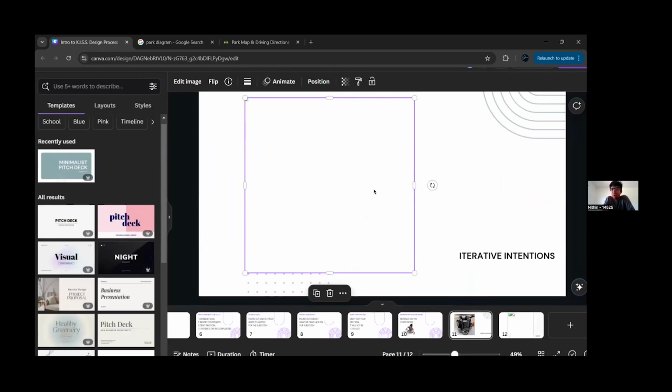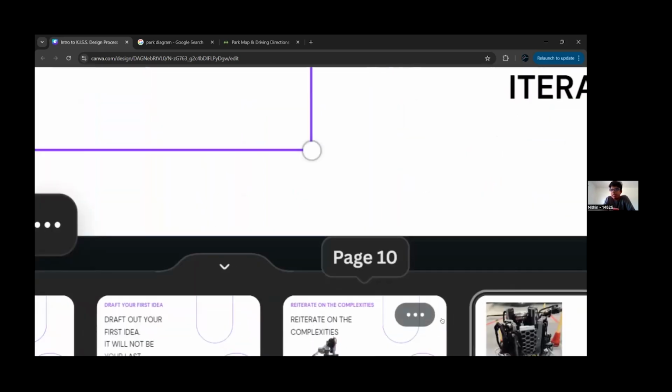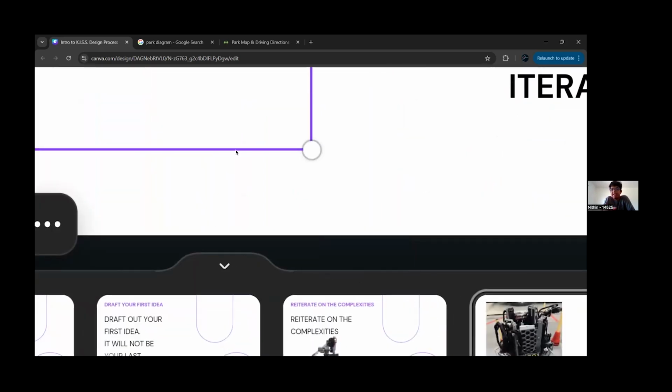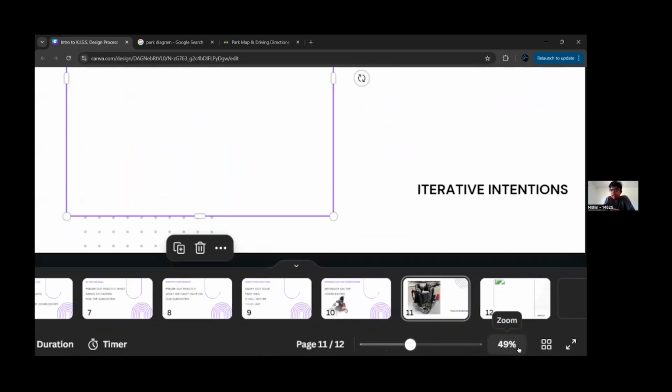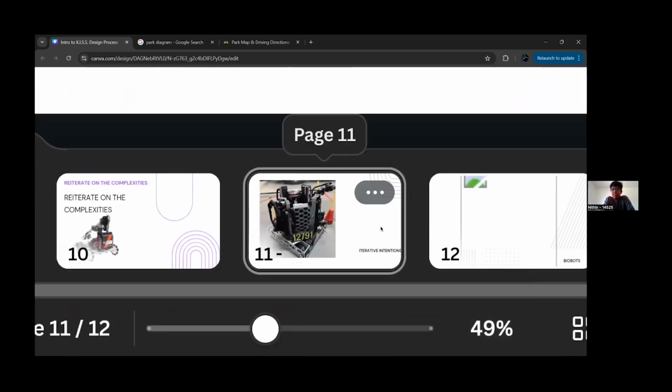Okay, let's zoom back into here. Yeah, so this is also pretty small, so you probably won't be able to see it. But basically, what's happening here is we have a robot for the Power Play game from 2 years ago.